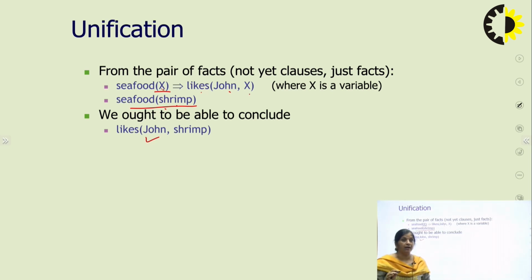It means some value which is given in the fact can be assigned to the variable with the same name. For example, here seafood. If X is seafood and I am given that shrimp is seafood, I can unify the X value with shrimp. So this is our unification. This we have done in our last lecture also.